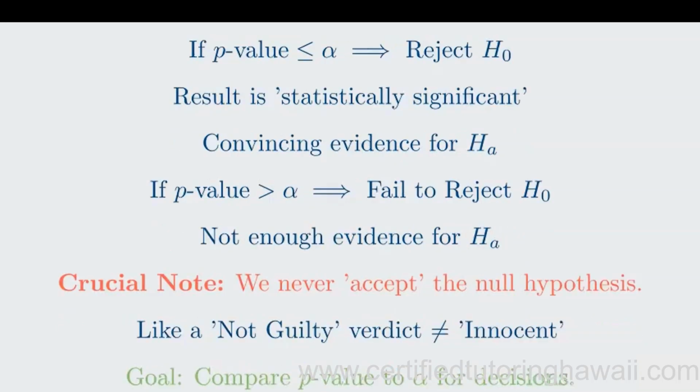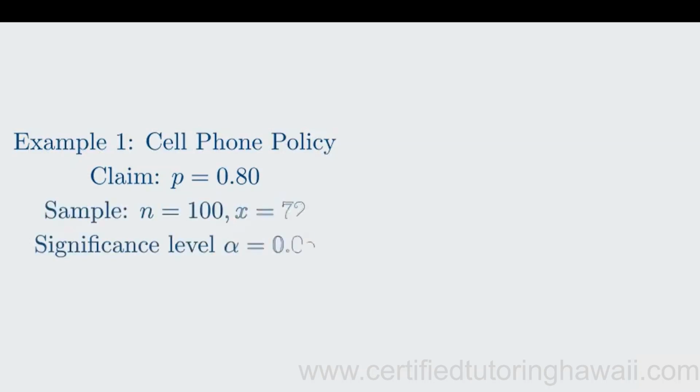We have now covered the logic behind the decision-making process. You can now compare p-values to alpha to make a formal decision. Let's put this into practice with a full example. Imagine a large high school where the principal claims that 80% of students support a new cell phone policy. A student reporter believes the actual support is lower. They take a random sample of 100 students and find that 72 support the policy. Let's test this at a 5% significance level.